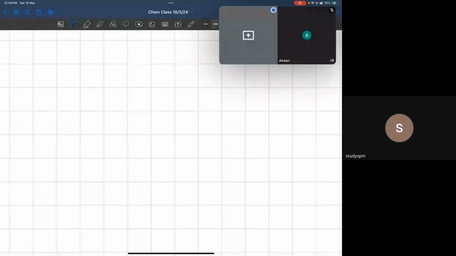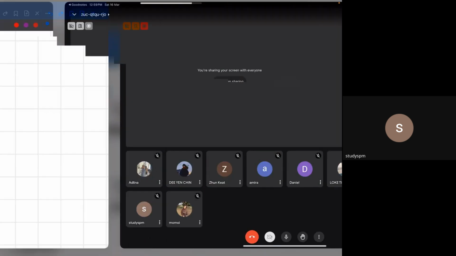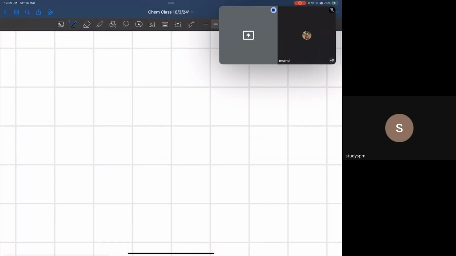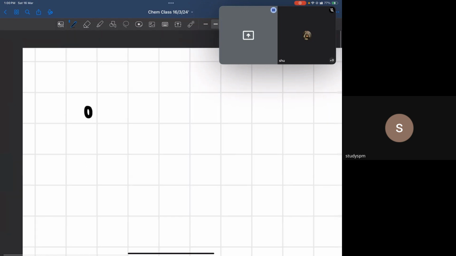Oxidation and reduction. Okay, so for oxidation and reduction, we call it a redox reaction. A redox reaction is the chemical reaction where oxidation and reduction take place simultaneously. So we'll look at some of the characteristics of oxidation and reduction. First of all, we go through one by one, okay?